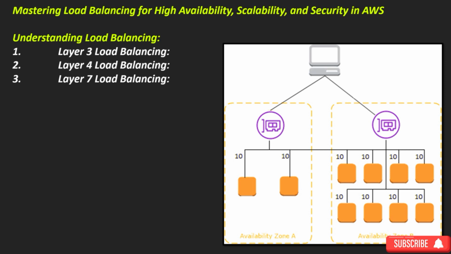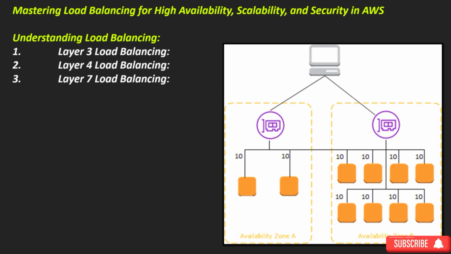The first is layer 3 load balancing. At the network layer, load balancing works by distributing traffic based on IP addresses, and this helps achieve high availability and scalability by ensuring that the traffic is evenly distributed across multiple servers. The second is layer 4 load balancing. It operates at the transport layer and balances load based on port numbers. It allows for a more granular distribution of traffic. This is particularly beneficial for applications with specific port requirements, enhancing overall efficiency and performance too.